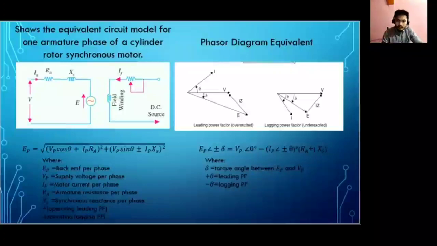Now, before we proceed to the applications of synchronous motors, we will study the effect of increased load in synchronous motors under three conditions. With normal excitation, we assume that the back EMF is equal to the supply voltage. With under excitation, the back EMF is less than the supply voltage. And with over excitation, the back EMF is greater than the supply voltage. Those are the important terms that we consider in solving synchronous motor problems.